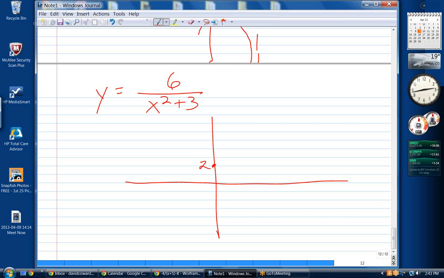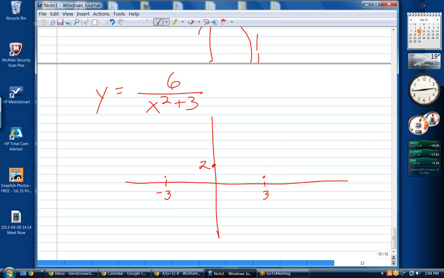What happens when x is 3? What is y? 6 over 12, so it's 1/2. Okay, so y would be right there. And when x is -3, what would y be? 1/2. So this is symmetrical about the y-axis. Whatever it does over here, what about when x is 100?